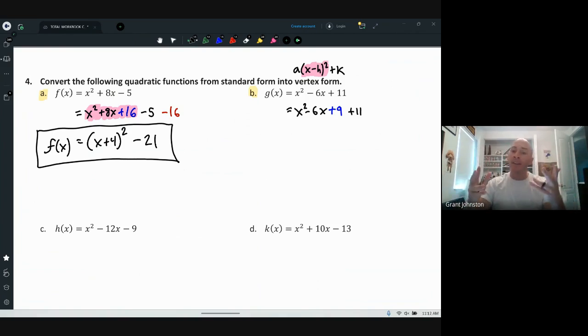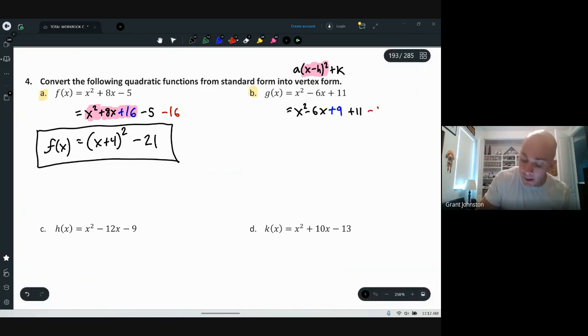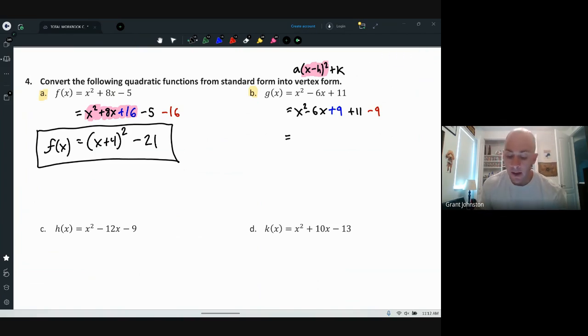So to counteract that, I could add a 9 to the other side of the equation, but I would just have to move it back over by subtracting it. So it makes more sense if I just subtract a 9 there to maintain that equality. And now this x squared minus 6x plus 9 factors into x minus 3, or in other words, x minus 3 squared. And 11 minus 9 is 2. So there we go. It is in vertex form.